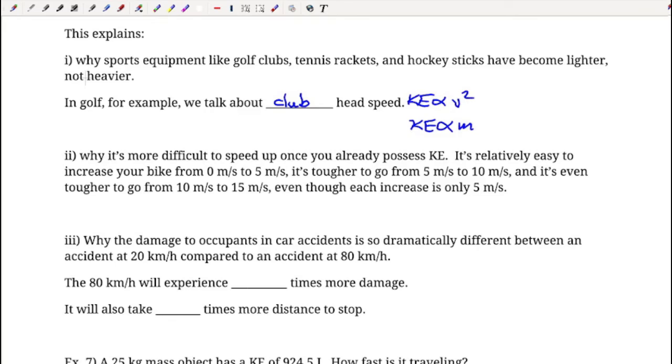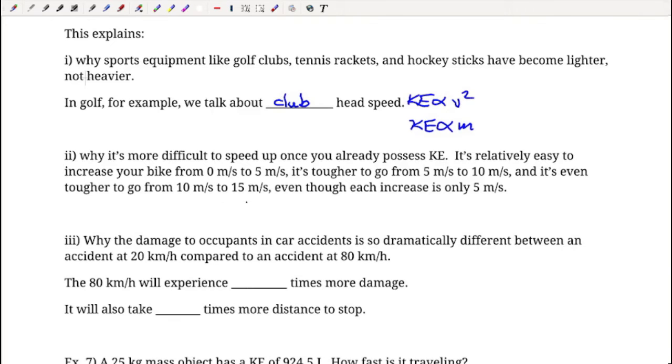And that's also why it's more difficult to speed up once you already possess kinetic energy. It's relatively easy to increase your bike from 0 meters per second to 5 meters per second, not very fast. It's tougher to go from 5 meters per second to 10 meters per second because it's requiring, again, lots more energy. It's even tougher to go from 10 to 15 meters per second, even though it's still only an increase of 5 meters per second. We saw that this was 4 times the energy of 5 meters per second. And this is 9 times the energy of 5 meters per second.